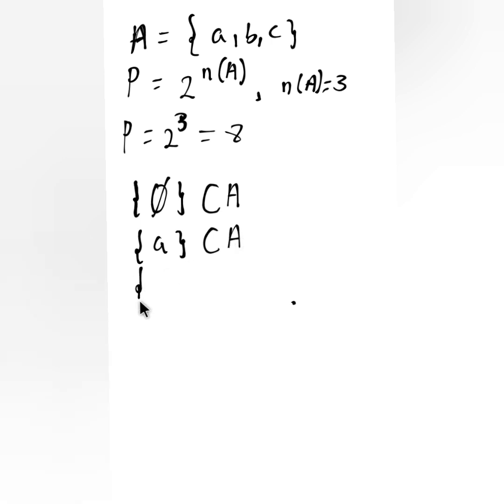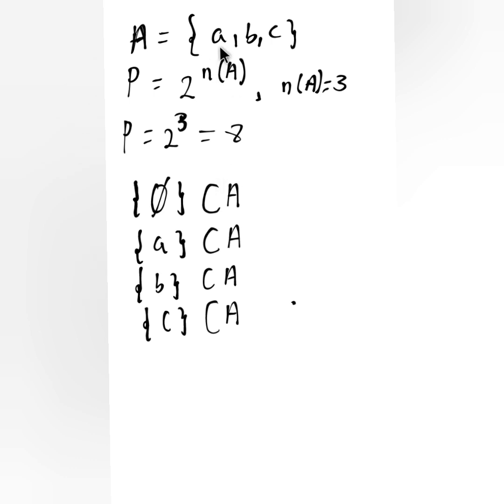A set that contains the element b is a subset of A. A set that contains the element c is a subset of A. We have 4 subsets already, but we have 8 altogether, so we still have 4 to go.